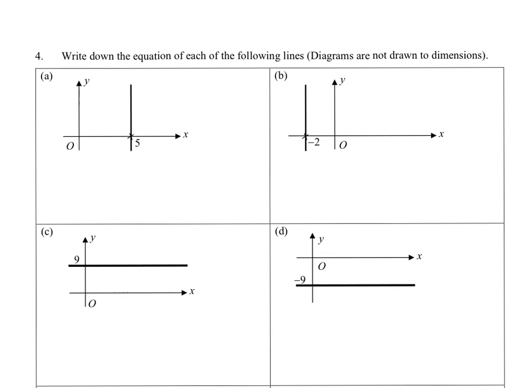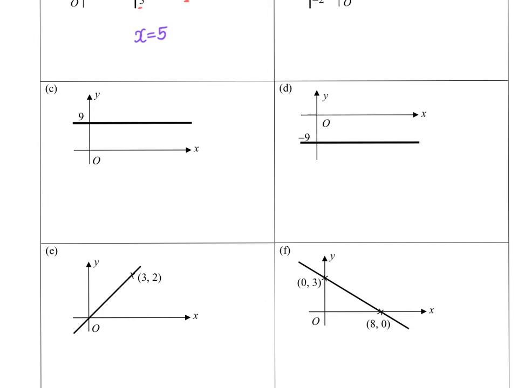Now, let's take a look at question 4a. This line only cuts the x-axis at the number 5. So what will be the equation? If it cuts only the x-axis, the equation only has x. So this equation will be x equals 5. What about question C over here? We have this to be a horizontal line, and it only cuts the y-axis at the number 9. So a horizontal straight line only cuts the y-axis, so the equation only has y equals 9.